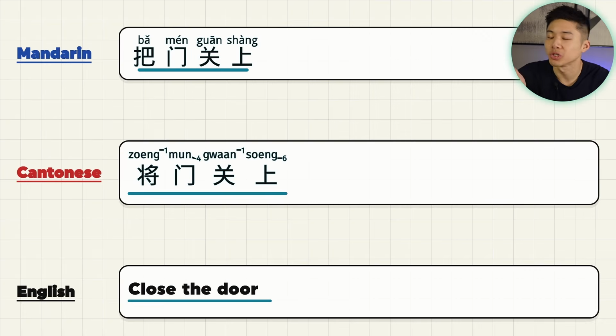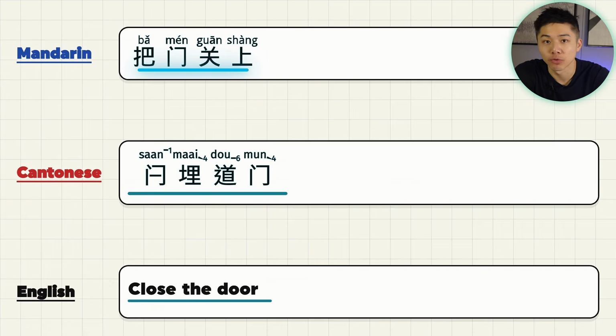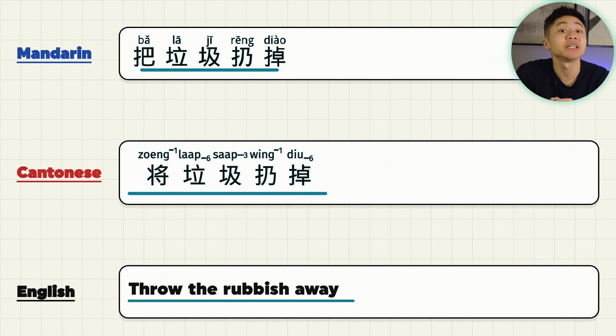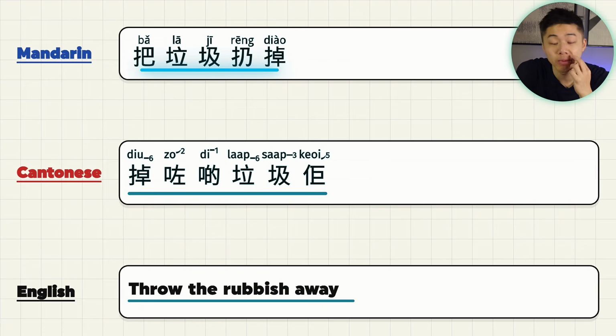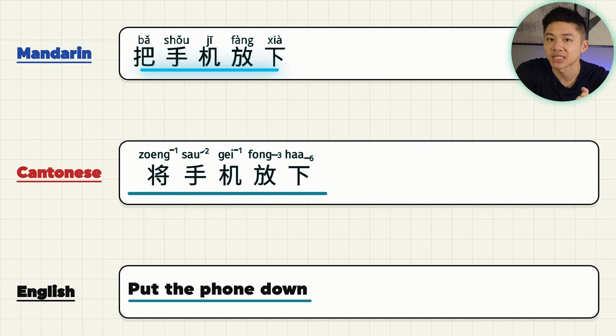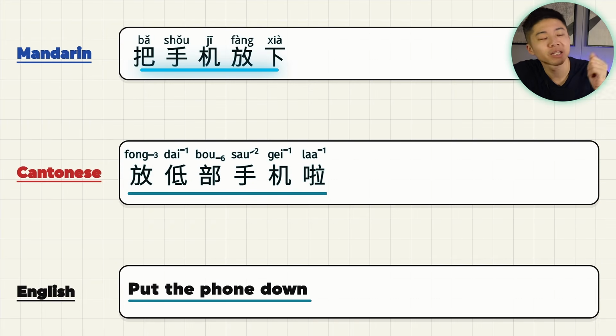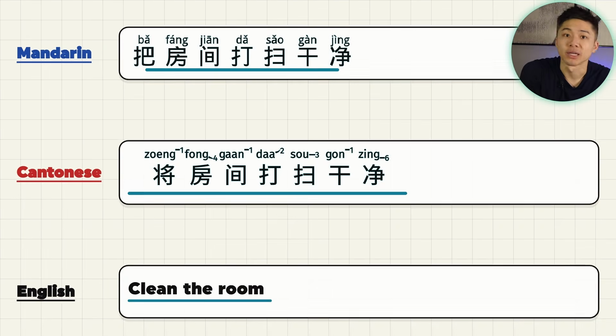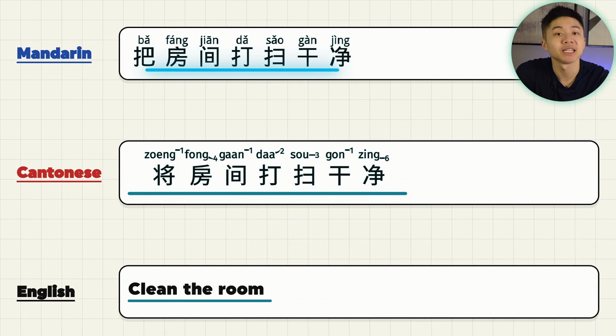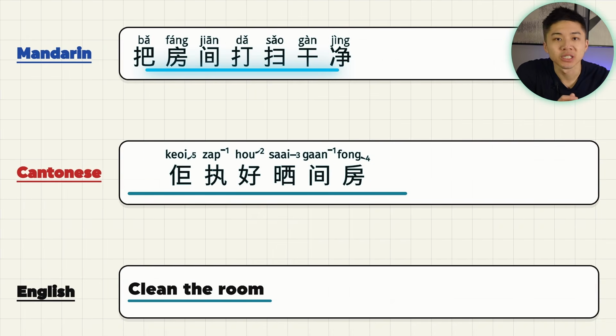For example, close the door, 把门关上 in Mandarin. Everyday Cantonese would just be 閂埋道門 or 關埋道門. Just flip the order, done. In Mandarin, 把垃圾扔掉. In Cantonese, you could say 將垃圾掉咗佢, or what we'd actually say is probably something more like 掉咗啲垃圾佢. Put down the phone, 把手機放下. In Cantonese, you'd probably say 放低部手機啦. In Mandarin, 他把房間打掃乾淨了. In Cantonese, we'd probably say 佢執好晒間房. It's completely different, but has the same meaning.